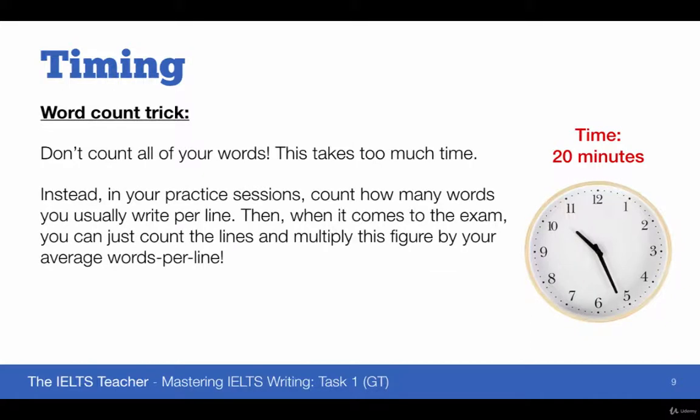So instead of counting all of your words, when you're practicing, count how many words you usually write per line. Then, when it comes to the exam, instead of counting every word, you can just count the lines. There are going to be far fewer lines than there are words. You then just multiply the number of lines by the figure that you get for your average words per line. If the paper that you write on in the exam is different, then you can maybe just take the first 2 lines that you write and just work out the average of those 2 lines and then multiply that figure by the number of lines that you have.